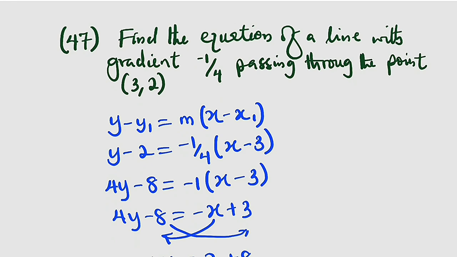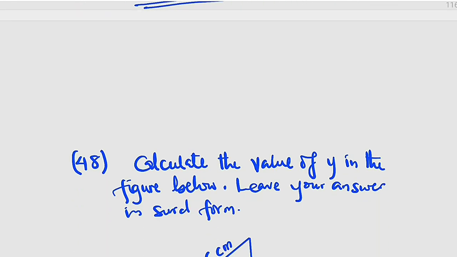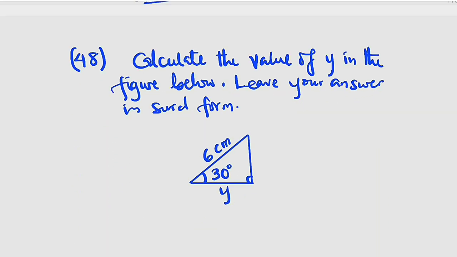Now let us move on to question number 48. Question number 48, we are asked to calculate the value of y in the figure below, and we're asked to leave the answer in surd form. So we're given a right angle triangle here. The hypotenuse is 6 cm, the adjacent side is y, and the angle is 30 degrees here, and we're asked to find the side length.